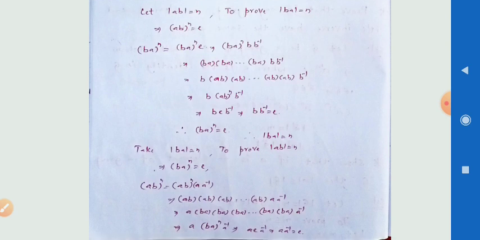Similarly, (BA) power n is equal to E. Here (AB) power n is taken. (AB) power n means (AB) power n into E, where E is equal to A into A inverse. (AB) power n means AB into AB into AB, n times, into A into A inverse. Then AB belongs to G, G is a group, therefore BA also belongs to G. Then I am writing A into BA, n times, and A inverse.